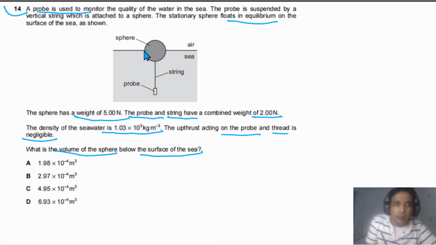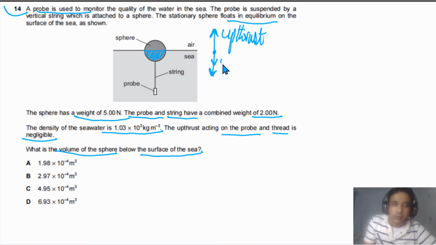This means we have to find out the volume of the sphere below the surface. But in this case it is given to us that the upthrust on the probe and string is negligible. So simply we need to understand this sphere is in equilibrium. It means we can draw the free body diagram. The force acting on the sphere upwards will be upthrust. And upthrust in this case has to be equal to the forces acting vertically downwards. So in this case we have two forces acting vertically downwards.